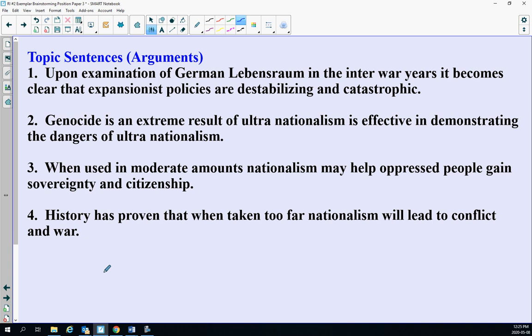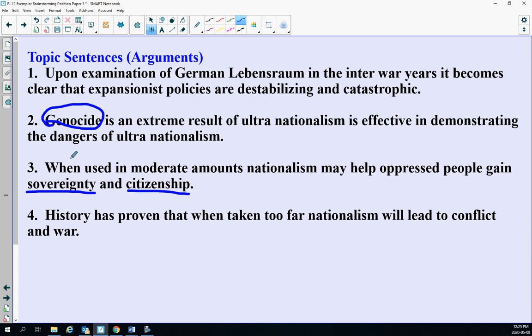That is something provable. The main topic of that argument is genocide, and I would need to think of three examples of genocides, and I can: the Holocaust, the Holodomor, maybe Nanking. Topic sentence number three, when used in moderate amounts, nationalism may help oppressed people gain sovereignty and citizenship. All right, well, that could be a good argument too. That's something that I can prove. Sovereignty and citizenship. I can maybe use the French Revolution. I could maybe use the American Revolution. I could maybe use the Declaration of the Rights of Man, the Declaration of Independence. Any of those would work.